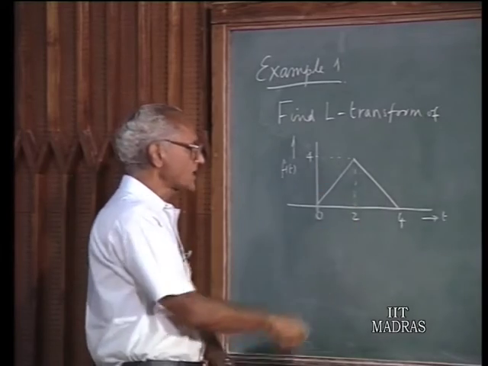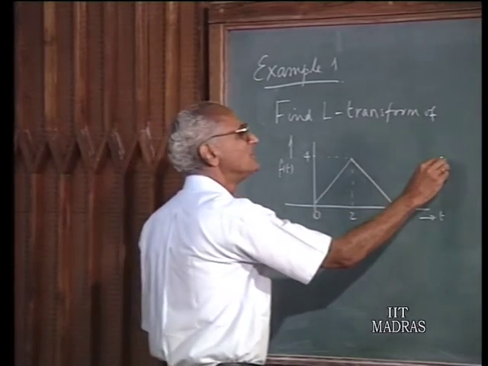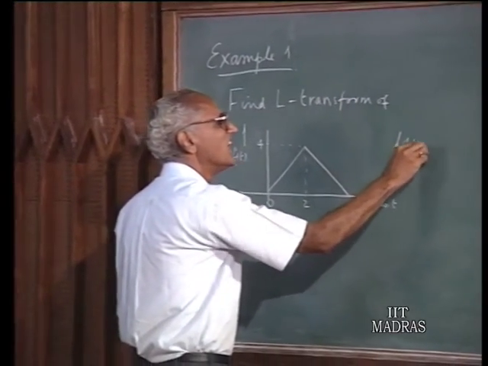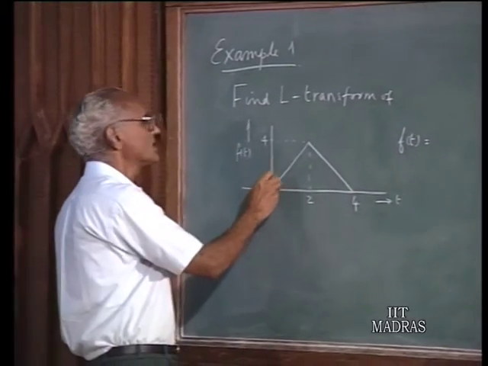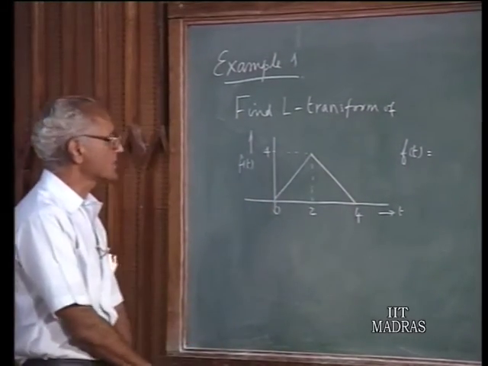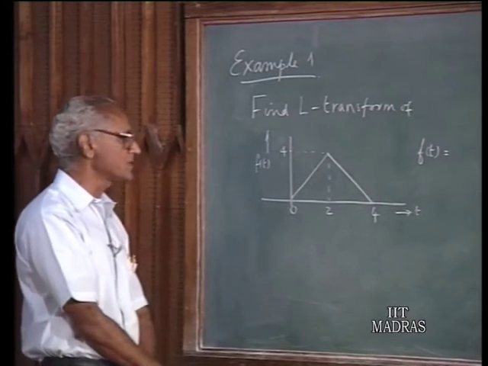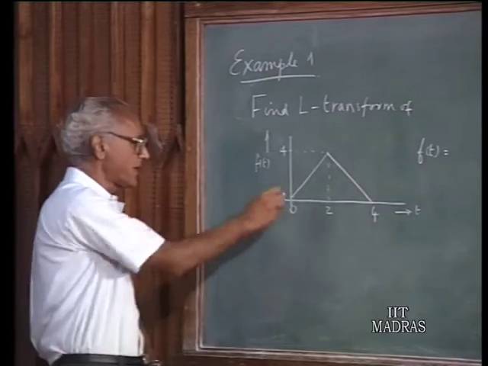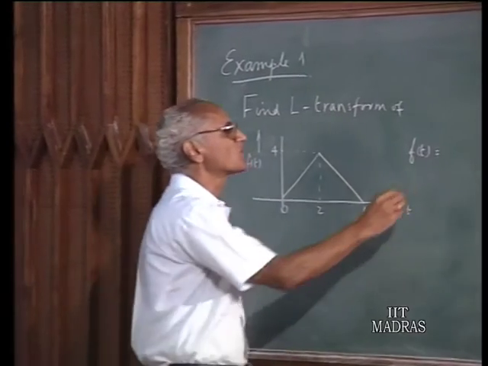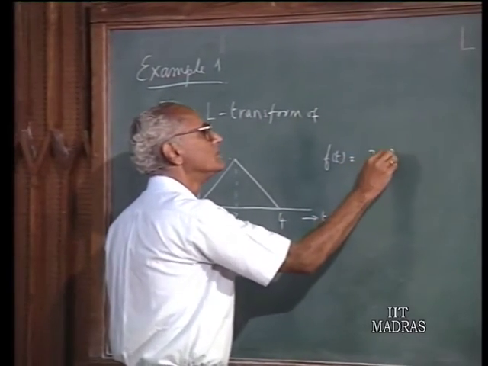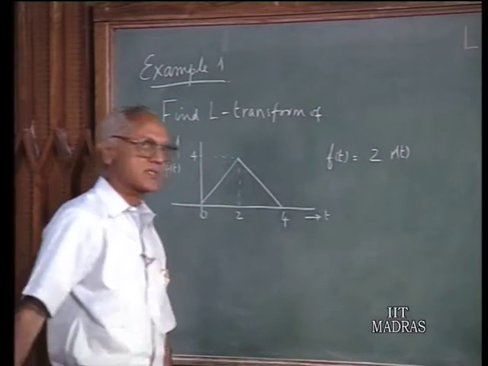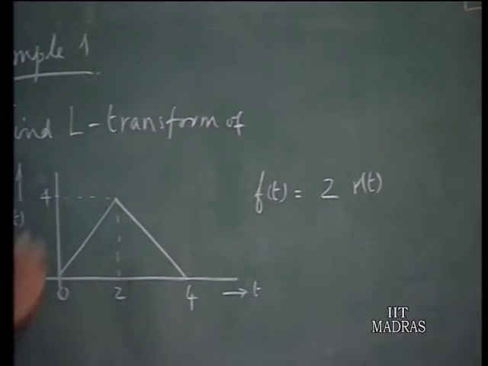So, we can express this f of t as follows. From this point to this point it climbs by an amount of 4 units in 2 seconds. Therefore, the slope is 2 units, it is a ramp function, it is 0 for negative values of time. Therefore, 2 r t. This describes the behavior from 0 to 2.